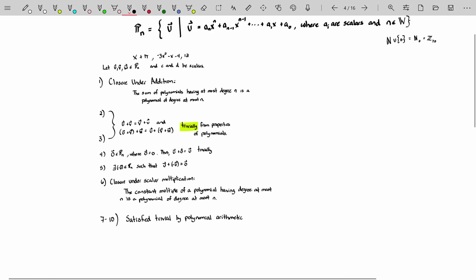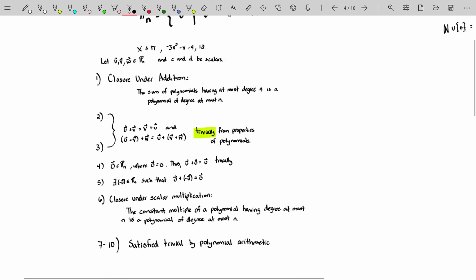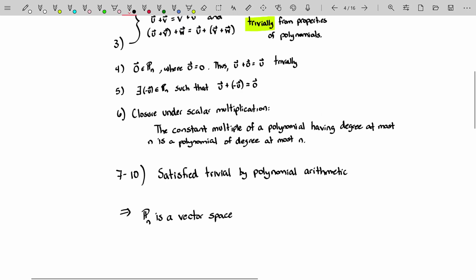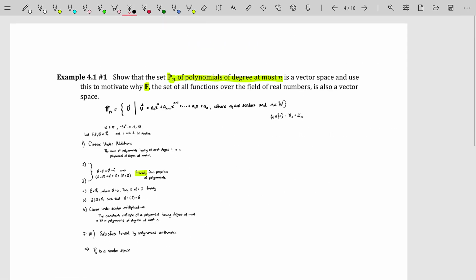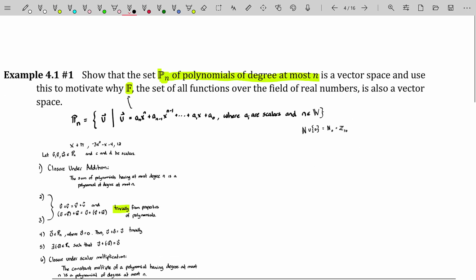Again, it seems very hand-wavy, as if I'm not proving something, but I actually am. So since all 10 axioms are satisfied, that implies that P sub n is a vector space. So it adopts a lot of really cool properties that we haven't talked about yet. Now remember, there was still something else within this problem. We're going to use all of that to motivate why the set F, which is the set of all functions over the field of real numbers, is also a vector space.